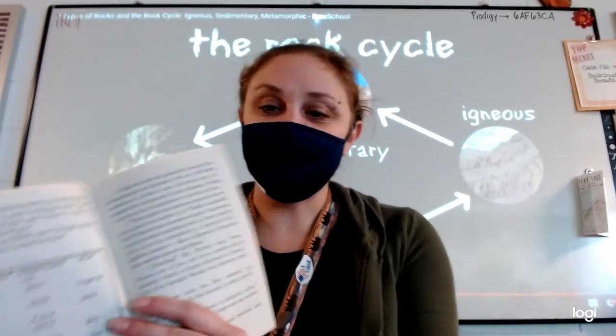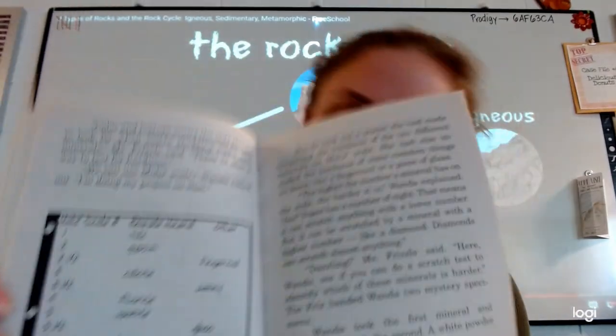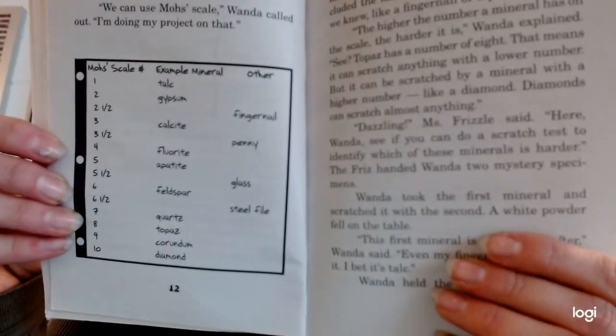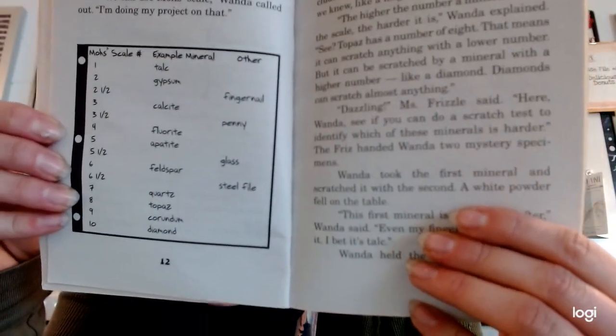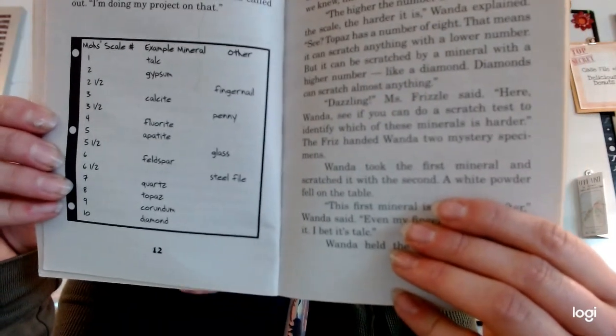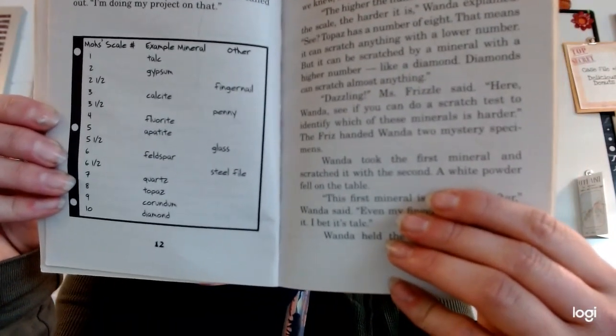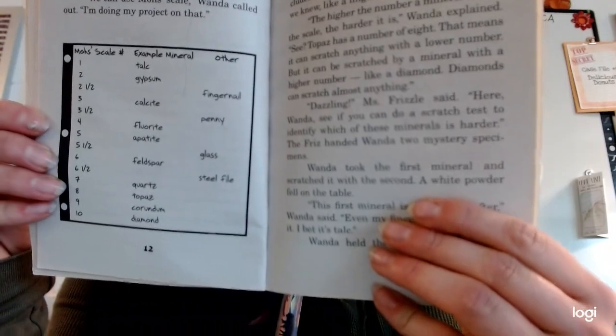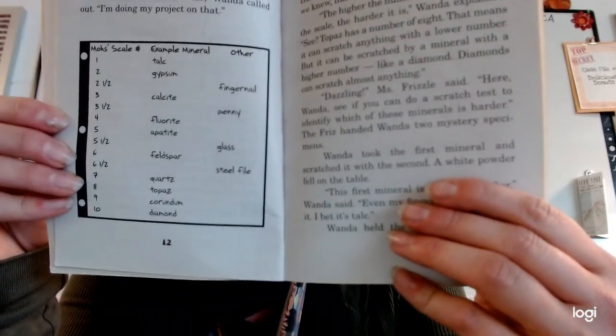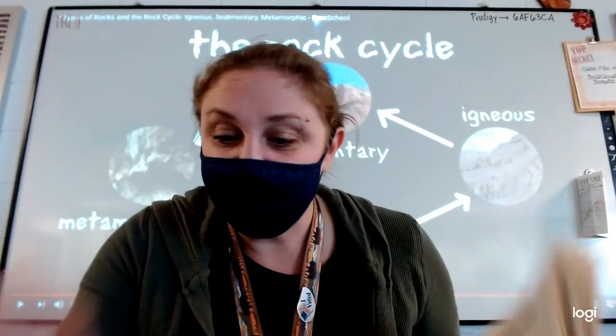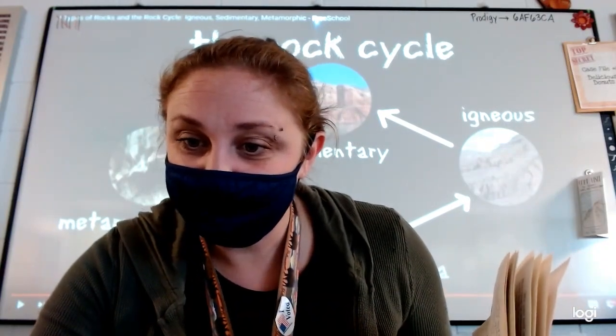Okay, I'm going to show you online first. All right, Mohs scale, it goes from 1 to 10, and they give you some example materials. The smaller the number, the softer the rock. The higher the number, the harder the rock. All right, I'm going to pause you so I can show everyone in class.